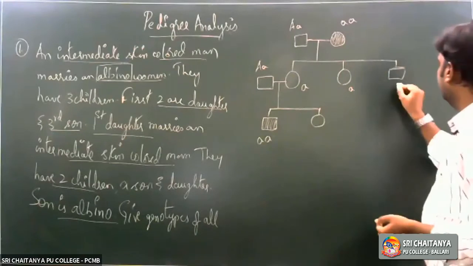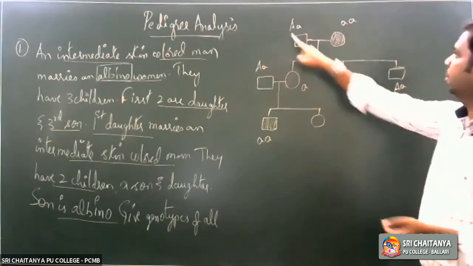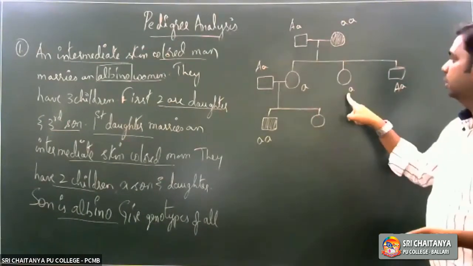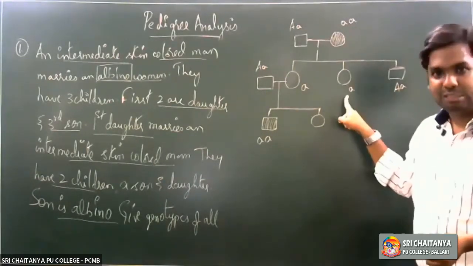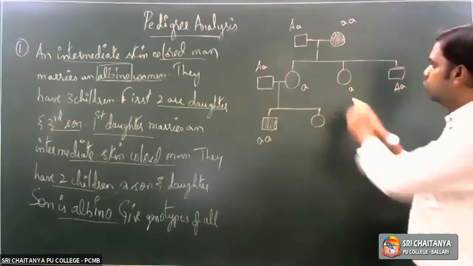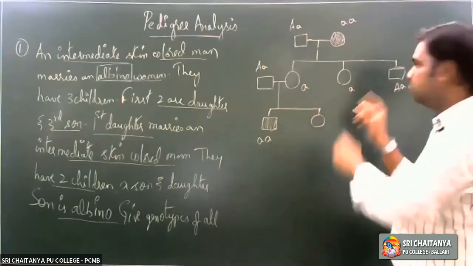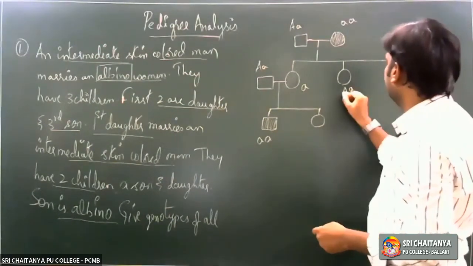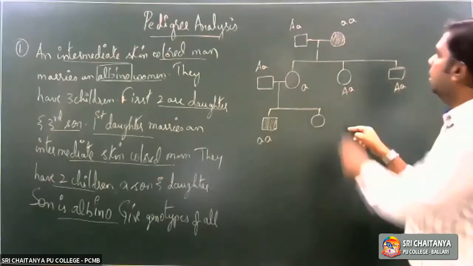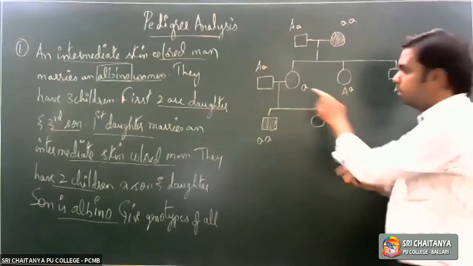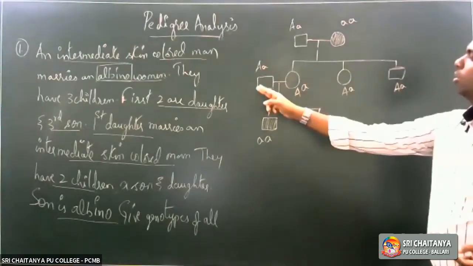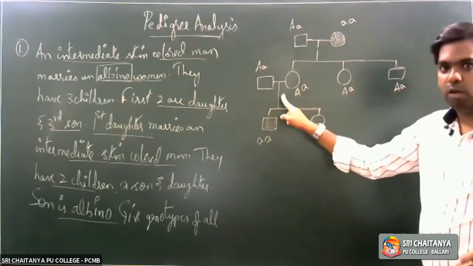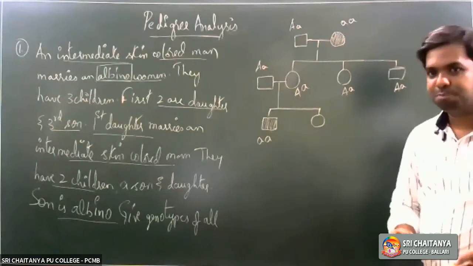Since the male is normal, he gets capital A from the father. Similarly, this also. If small a recessive allele comes from the father to this child here, this daughter will be affected. But actually speaking, this daughter is getting capital A from the father. Same with this also, capital A from the father. So the genotypes of all of them are heterozygote. We usually call them carriers.